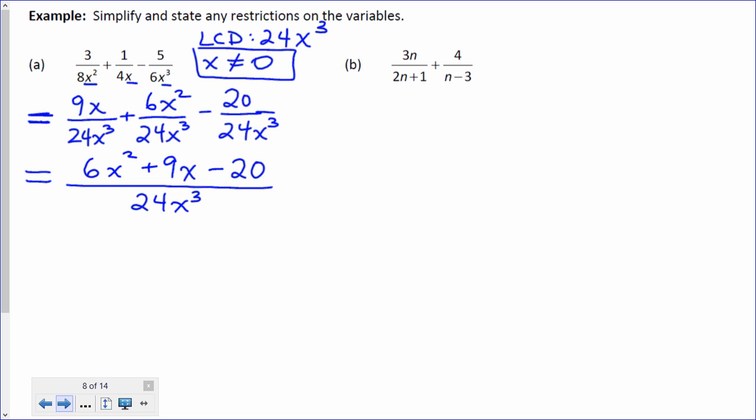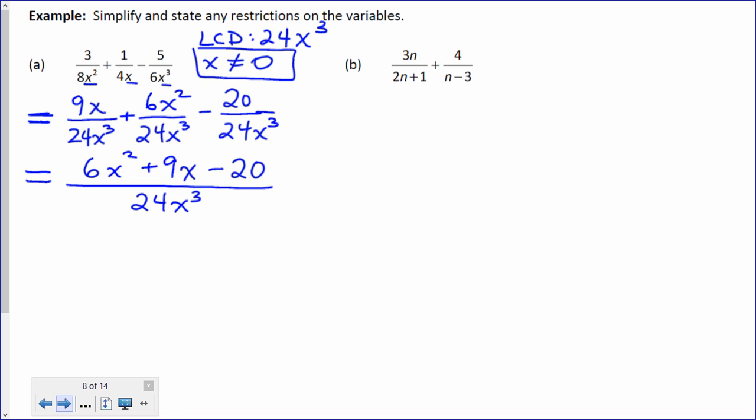Okay, so I now need a common denominator. Here is where it's going to look a little strange, but I want you to think of this as the denominator 2n plus 1. That's a package that you can't split up. 2n plus 1 is the denominator of the first expression. n minus 3, as a package, is the denominator of the second expression. I need a denominator that both of those packages will divide into. What do you think you have to do?